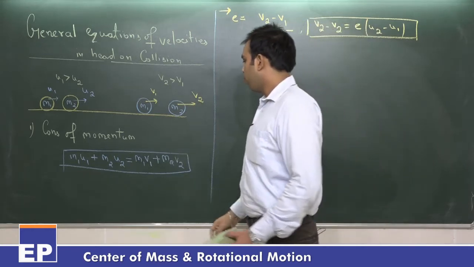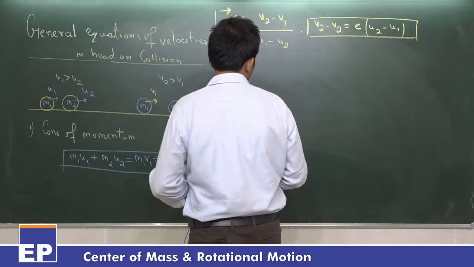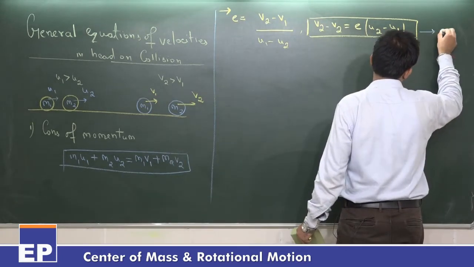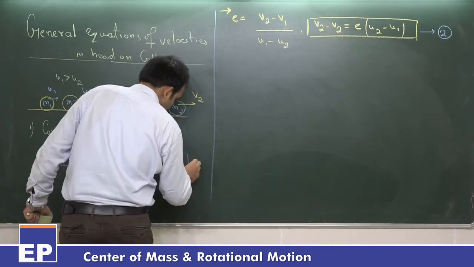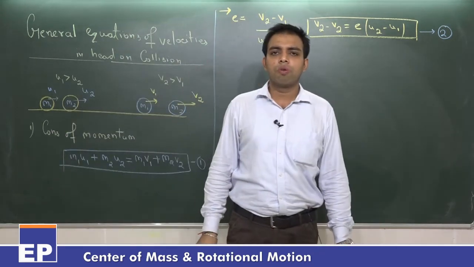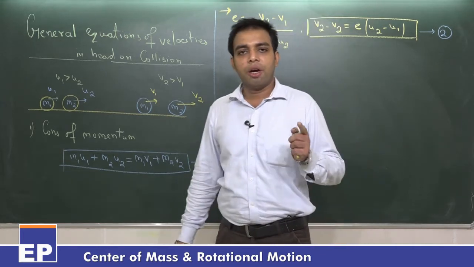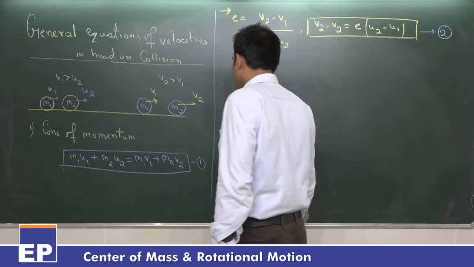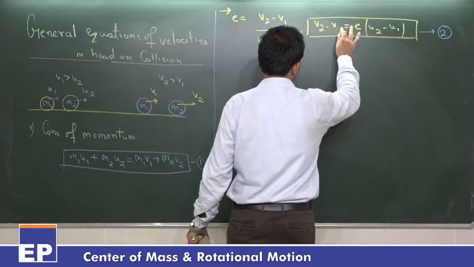Right? If you look at these two equations, to calculate the value of V1 and V2, we have to modify some things. This is the second equation and this is the first equation. If you solve both of them, then we can calculate the value of V1 and V2 in the form of M1, M2, U1 and U2. Right? Look, because here it will become V2 minus V1.